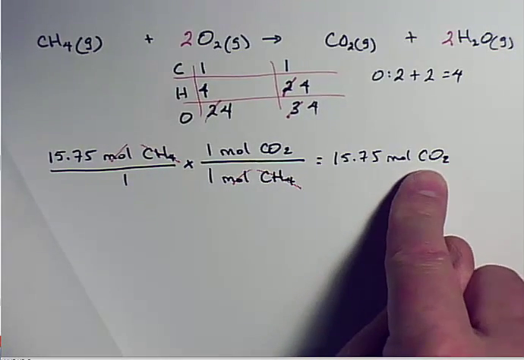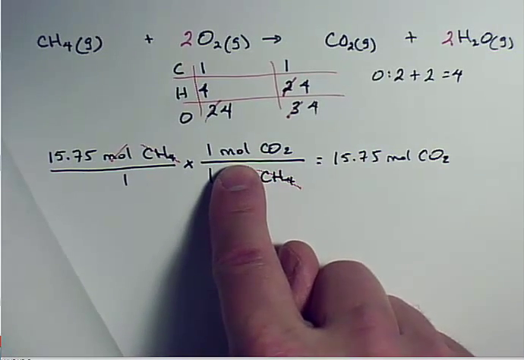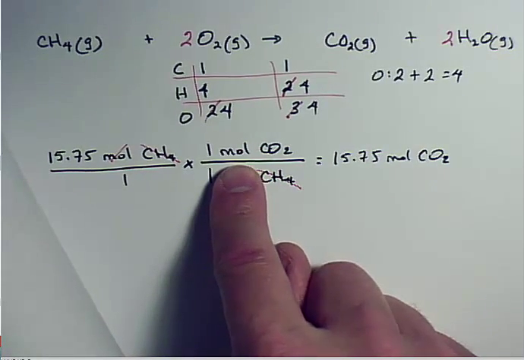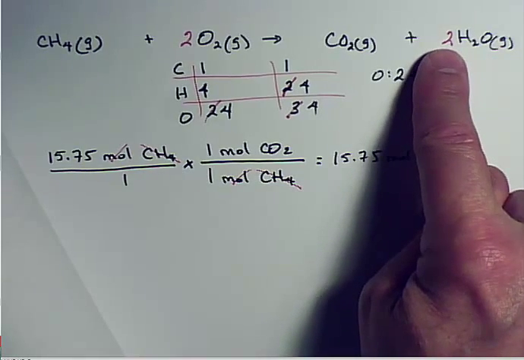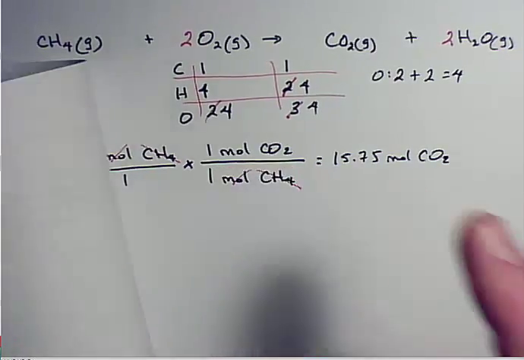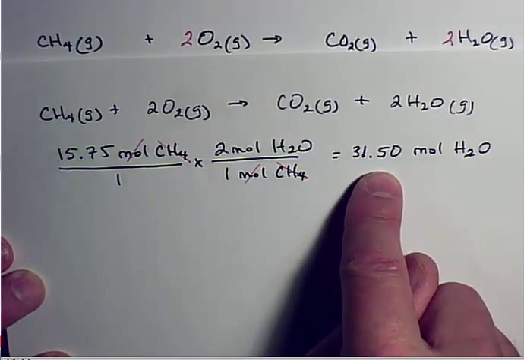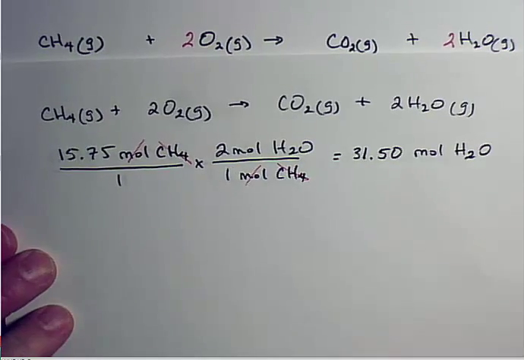All right, so here's the previous problem, okay? And with the previous problem, we're trying to find carbon dioxide, and we had 1 mole of carbon dioxide that we put right there. This time we're trying to find water. How many moles of water are there in the balanced equation? 2. So what do you think is going to change here? That's going to be 2 moles of water. And that's what I have here, 2 moles of water, and I get 31.50 moles of water.